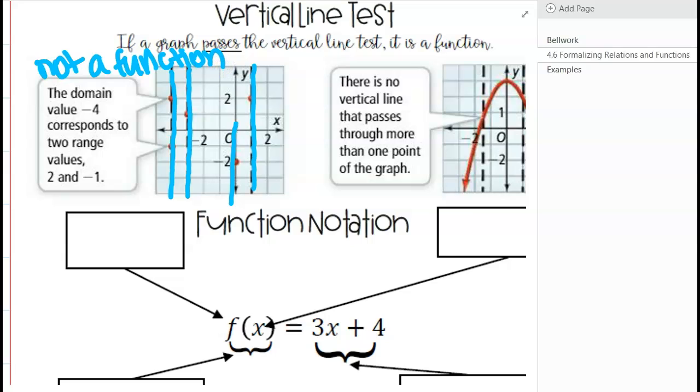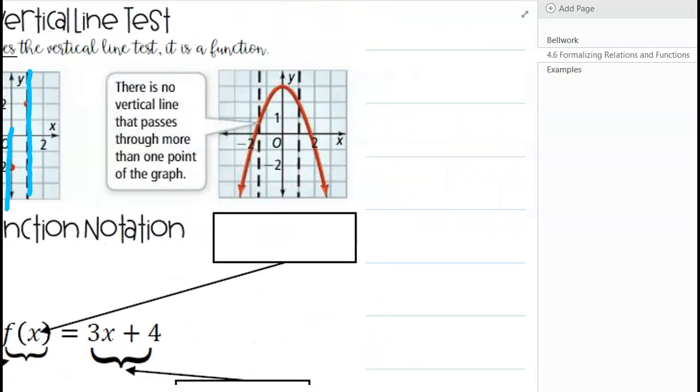Not a function. Because think about what these points mean. This is the point 1, 2. It means that I plugged 1 into my function. I got 2 for my answer. I plugged 0 into my function. I got -2 for my answer. I plugged -3 into my function. I got 1 for my answer. But when I plug in -4, sometimes I get 2 and sometimes I get -1. This is like -4 being mapped to 2 different things.